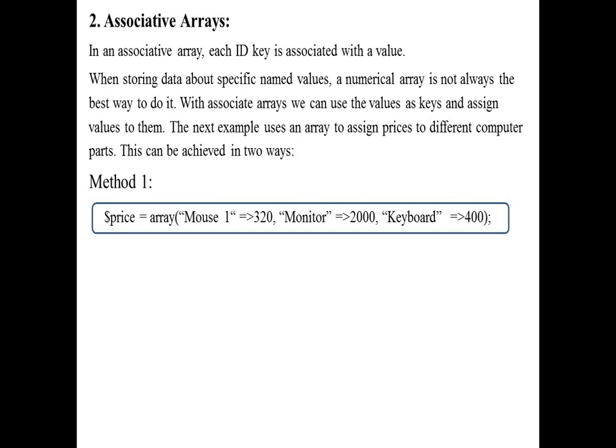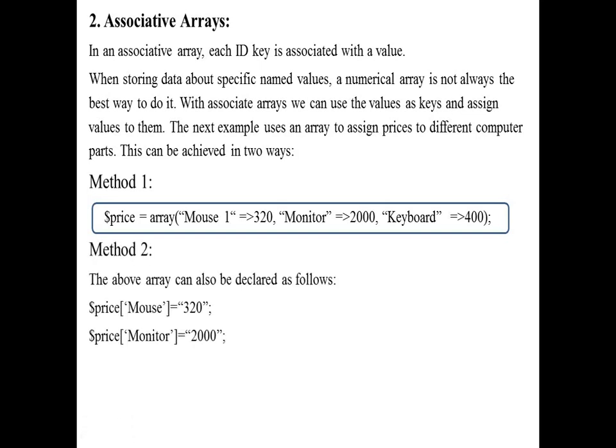Okay, mouse. It has the mouse: mouse 320, monitor 2000, and keyboard 400. It is just mouse. Okay, so the next method is, you can declare like this also. So in one line you can declare this, or in this way also you can declare the values.